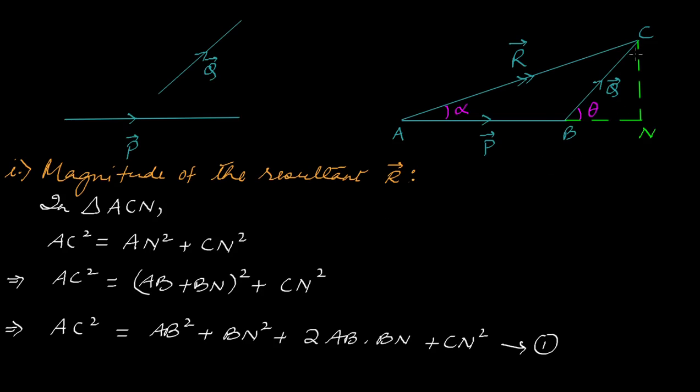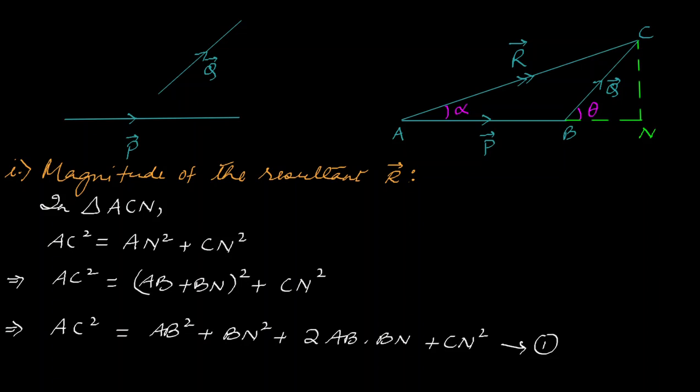In this triangle, which triangle? This one. In this triangle, what will be sine of theta? We know that sine of theta is perpendicular by hypotenuse. Okay, so which triangle? Once again, BCN.